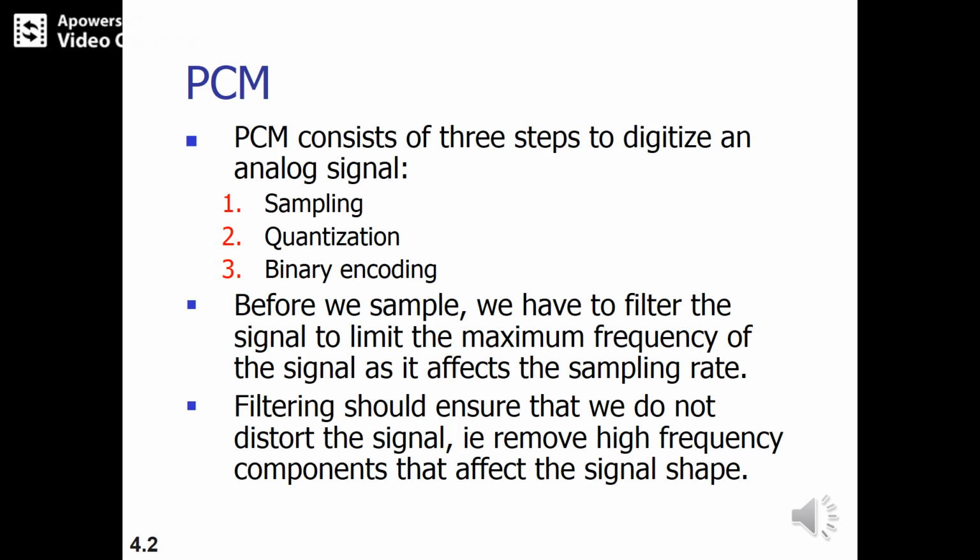Before we sample, we have to filter the signal to limit the maximum frequency of the signal, as it affects the sampling rate. Filtering should ensure that we do not distort the signal. After filtering, the signal will not be distorted. That is, remove the high frequency components that affect the signal shape. But if you are removing the high frequency components, it may change the actual signal shape. So how to avoid that?